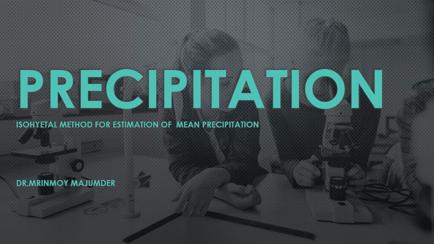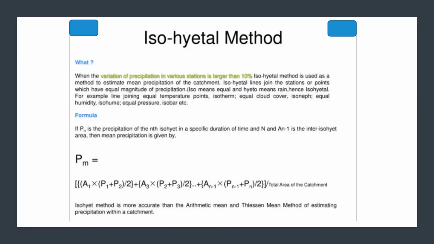So today we will discuss how to estimate mean precipitation with the help of the Isohyetal method. As already discussed, there are three most common methods for estimating mean precipitation of a watershed from the different rainfall as measured by the different gauge stations available in that watershed. So this is what we know as the Isohyetal method.